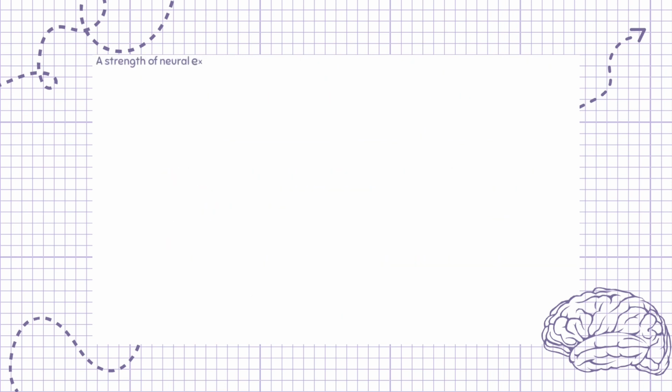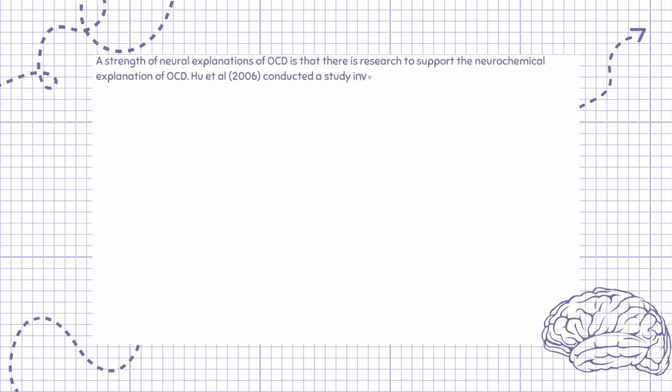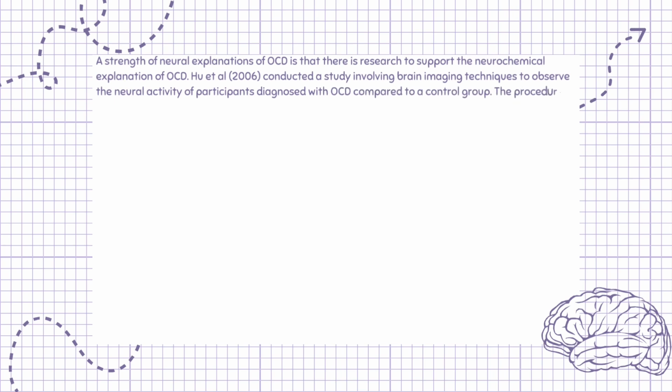A strength of neural explanations of OCD is that there is research to support the neurochemical explanation of OCD. Hu et al., 2006, conducted a study involving brain imaging techniques to observe the neural activity of participants diagnosed with OCD compared to a control group. The procedure typically included the following steps.